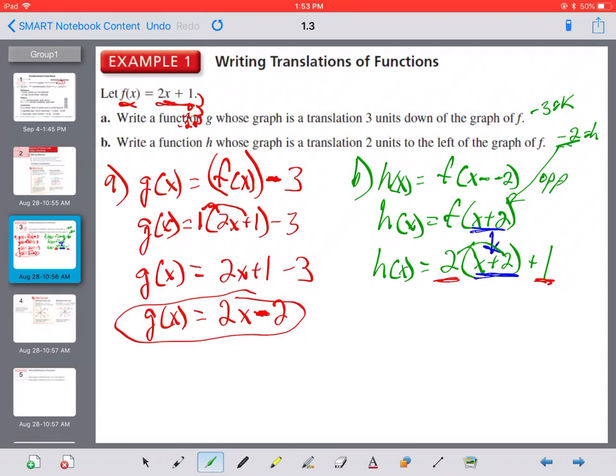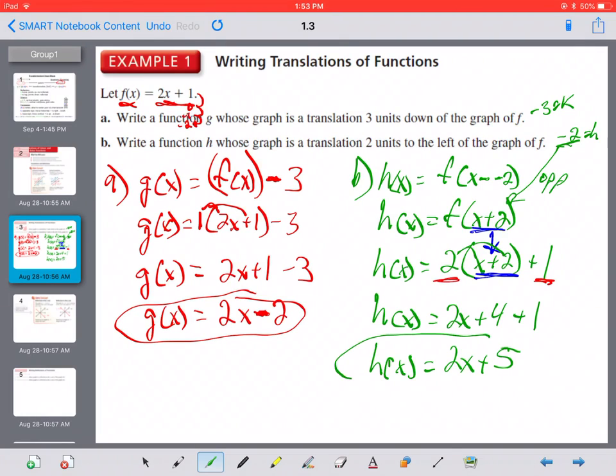Now we simplify. The 2 can go into both. So h of x equals 2x plus 4 plus 1. H of x equals 2x plus 5. That's my h that has been translated to the left. And you might say, well, what it looks like is you went from plus 1 to plus 5. It looks like you just went up 4.